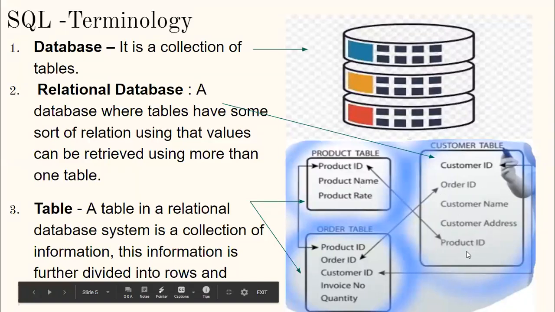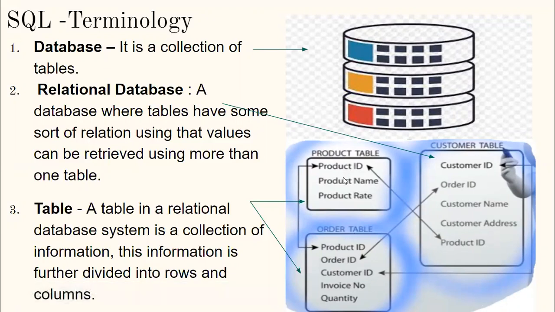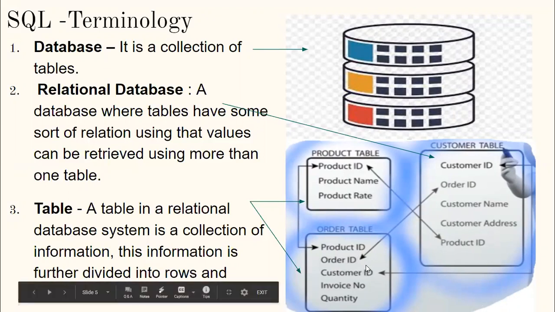Now see here, the product ID is taken from one table, then the order ID is taken from another table. Now we are making a new table called the customer table. So we are making a relation between the tables and creating one more table, or we want to fetch the data from that. These types of relations between the tables are called a relational database.